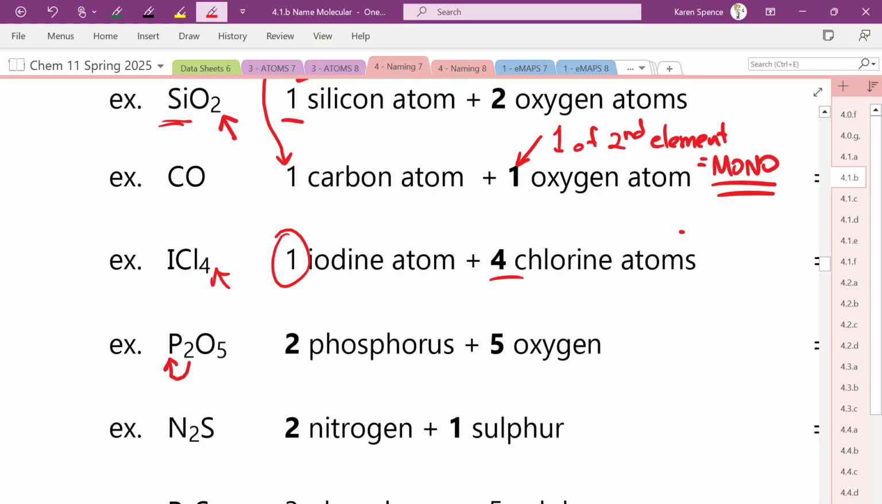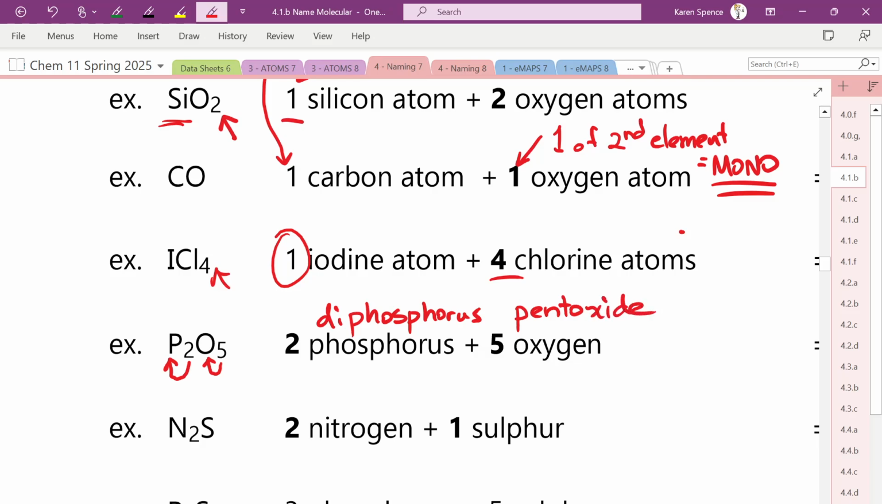So 2 phosphorus, 5 oxygen, diphosphorus pentoxide.